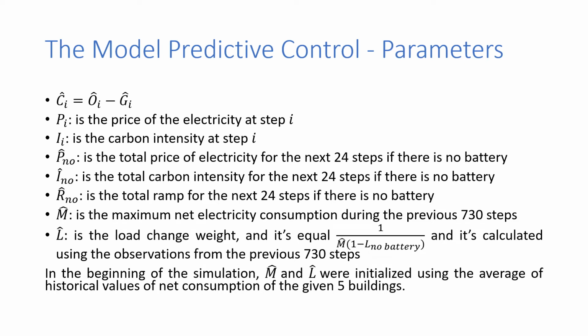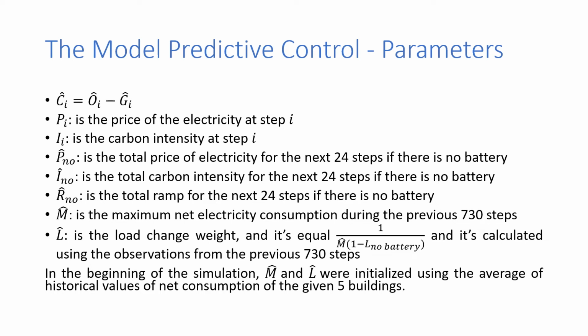I_i, the carbon intensity at step i. P hat no, the total price of the electricity for the next 24 steps if there is no battery, and it's calculated using C hat i and P_i. I hat no, the total carbon intensity for the next 24 steps if there is no battery, and it's calculated using C hat i and I_i.